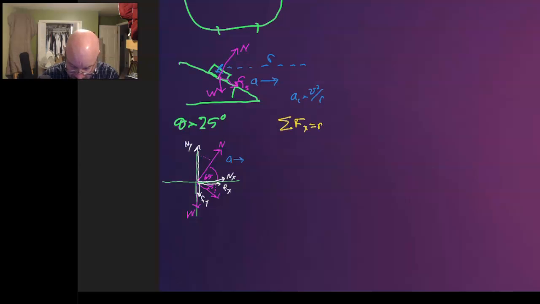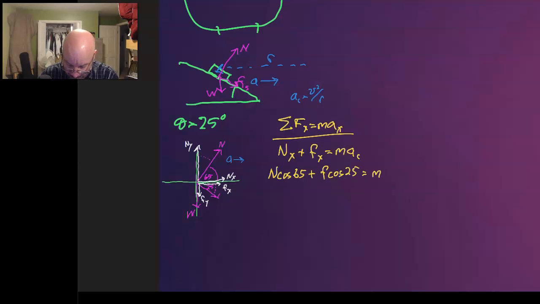So Fx is max. And so we're going to have Nx to the right, and we have Fx to the right. And that's the centripetal acceleration, just like that. Now Nx is going to be N times the cosine of 65, and Fx is going to be F times the cosine of 25. And so we're going to put in here mv squared over r.